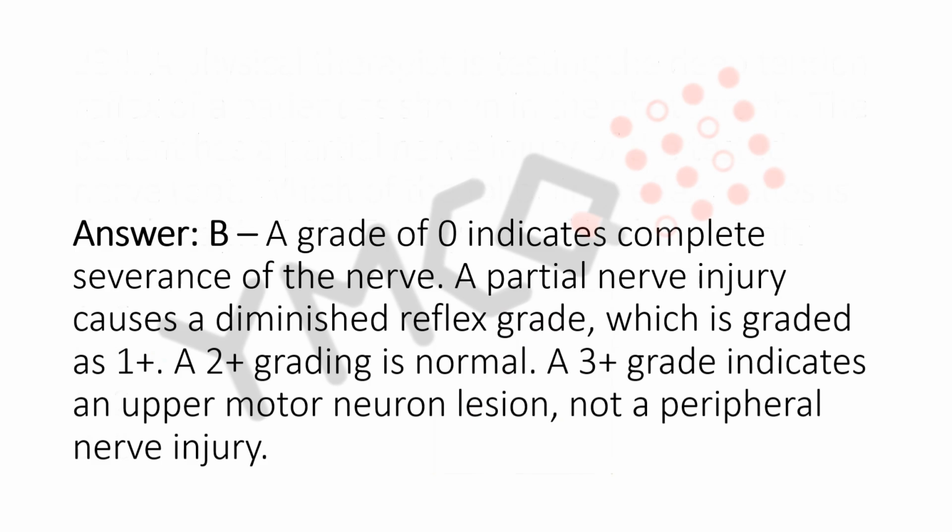Explanation for this question is, a grade of 0 indicates complete severance of the nerve. A partial nerve injury causes a diminished reflex grade, which is graded as 1+. A 2+ grading is normal. A 3+ grade indicates an upper motor neuron lesion, not a peripheral nerve injury.